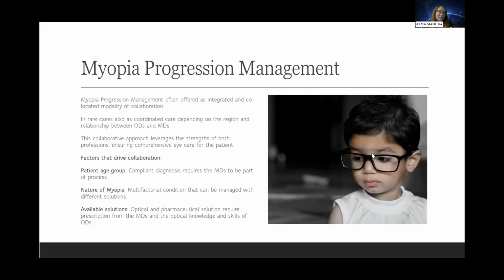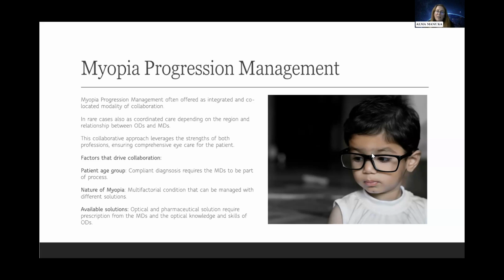It can be offered as an integrated or co-located modality of collaboration. In other countries, it's done completely by ODs, optometrists. So the collaborative approach here would leverage the strength of both professions. I know for a fact that in certain countries, as an optometrist, you are not allowed to do all the assessments. Therefore, it requires the ophthalmologist to take some of the measurements to prescribe, and then you can proceed with preparing the spectacle lenses and fitting them.